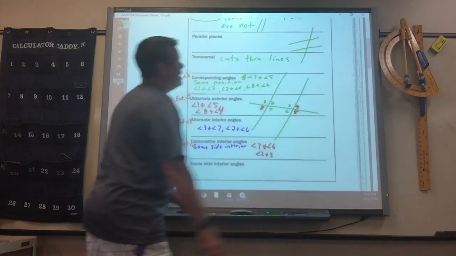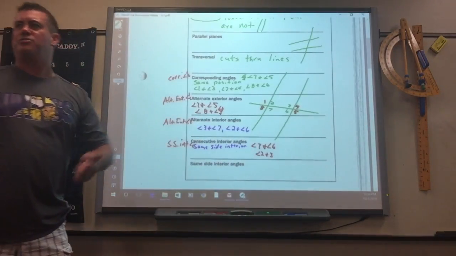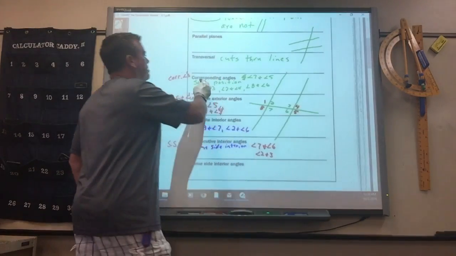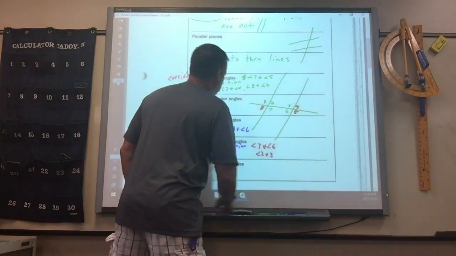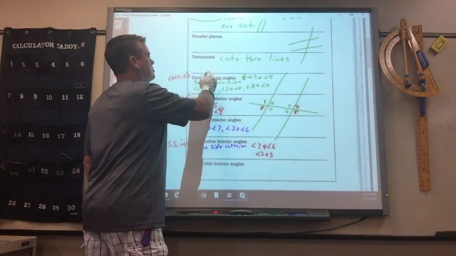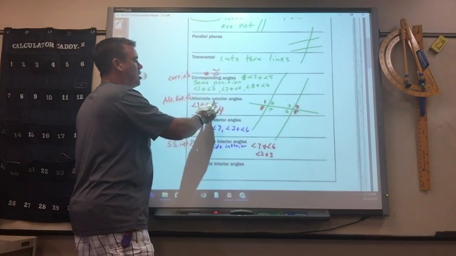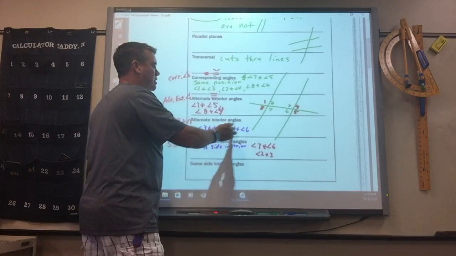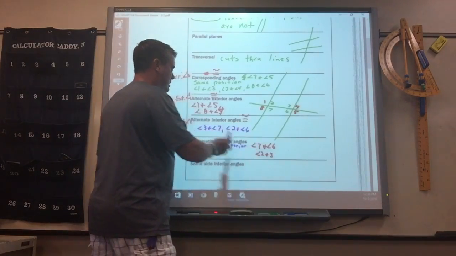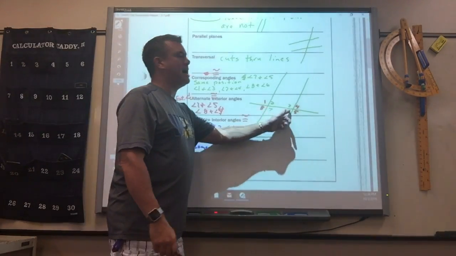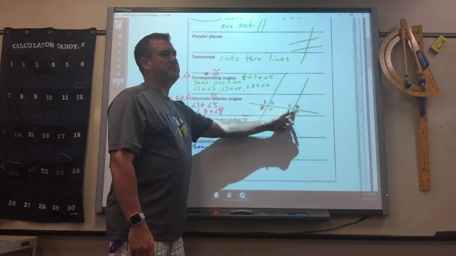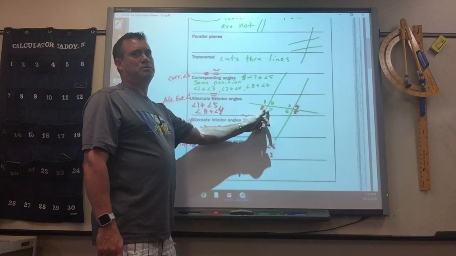Now, if the lines are parallel, we're not going to be doing it in this section, but throughout the rest of the book it will be. Corresponding angles are congruent. Alternate exterior angles are congruent to each other. Alternate interior angles are congruent to each other. But consecutive interior are not. And you can tell that by looking at them. These two angles are not the same size. This one's acute, this one's obtuse.